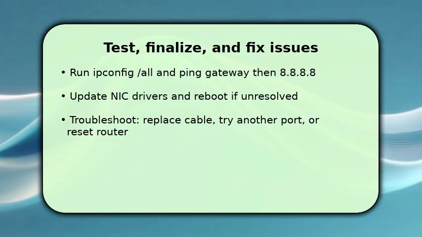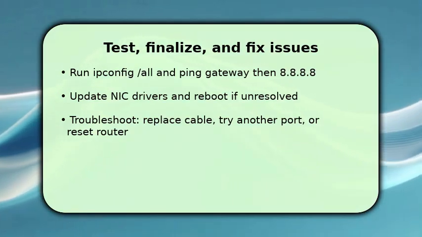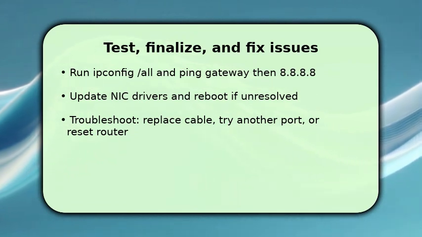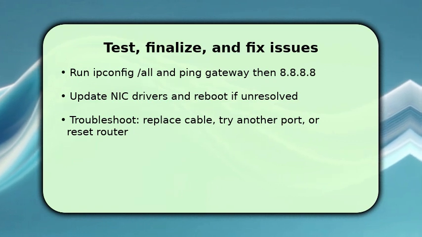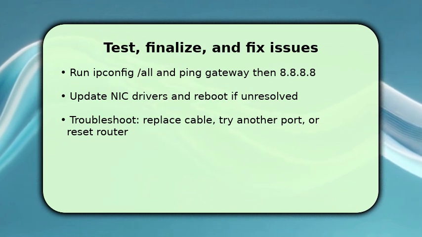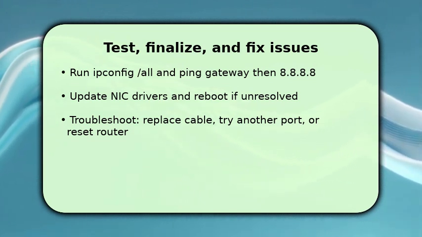You finish by validating connectivity. Open Command Prompt, run ipconfig /all to confirm IP info, then ping the gateway and a public DNS like 8.8.8.8 to verify reachability. Ping success proves routing and DNS come next.